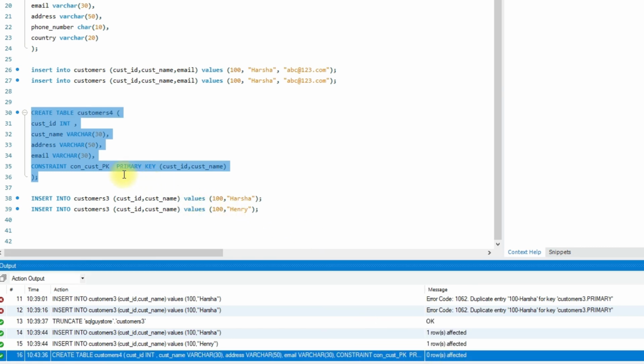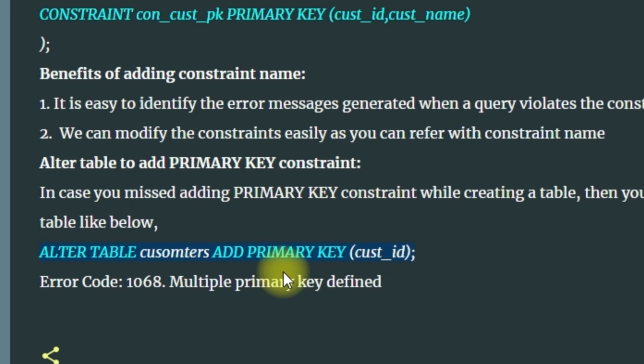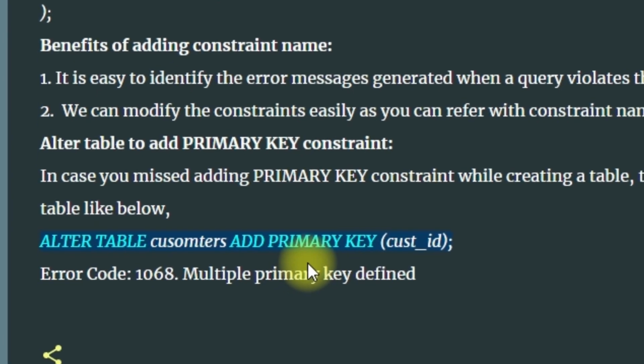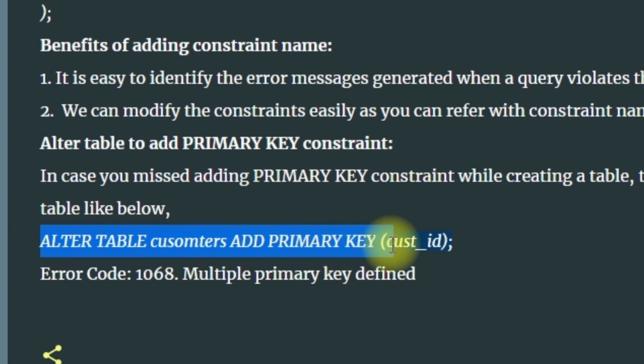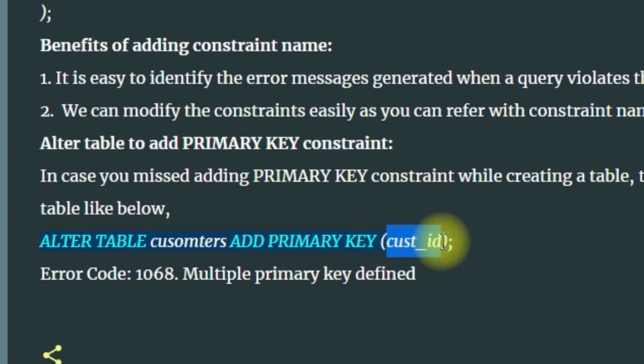It is successful. If while creating a table you forgot to add the primary key constraint, in such cases you can alter the table by using the alter table statement. Alter table customers, add primary key customer ID.